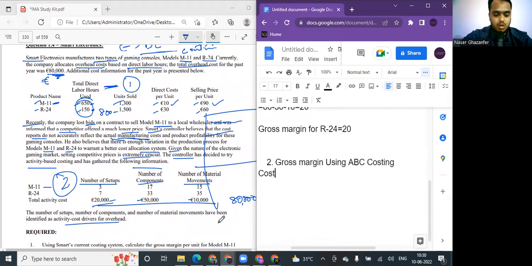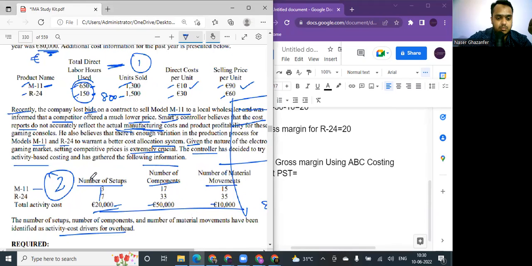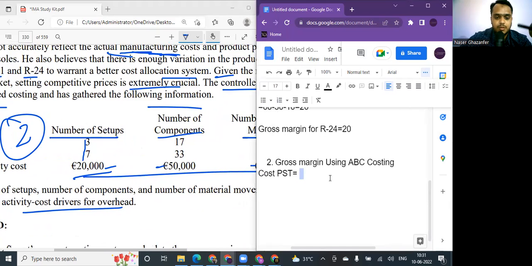Like I can see here, cost per setup is equal to what? 20,000 is my activity cost, and the total number of setups here is 10, 3 plus 7. So what I'll do is 20,000 divided by 10, which equals 2,000 cost per setup.